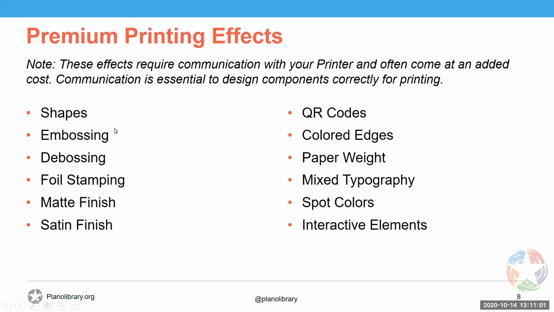You can always do unique shapes. You can do embossing, debossing, foil stamping. A matte or satin finish sometimes can be a paper type that you choose. If you're going for a very traditional letterhead, you may have a higher paper weight with a matte finish or a satin finish. There's also glossy paper. Again, it depends on what message you're communicating and who you're communicating with. But these are all details you want to think about when you're formatting your letter.